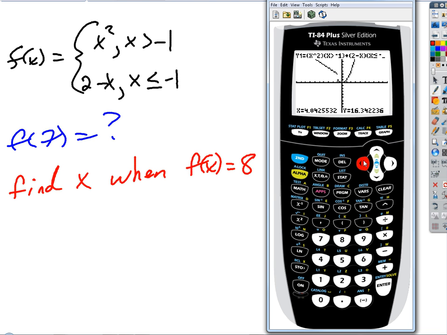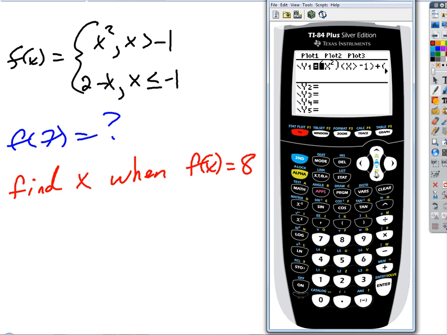Well, okay, but even there, if I go second table, once again, what are the odds that it's going to be exactly on 8? What if my answer is not a nice, even answer? What if it's irrational or something? See what I'm getting at? Those aren't going to work well because I'm relying on those discrete values. Here's what I can do. How about if I go to the y equals menu and I graph another function? What if I graph a horizontal line at y equals 8? Okay, see what that's going to do for me?